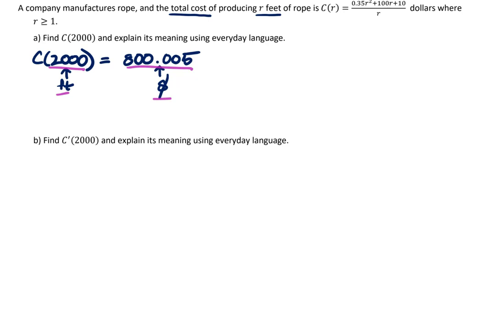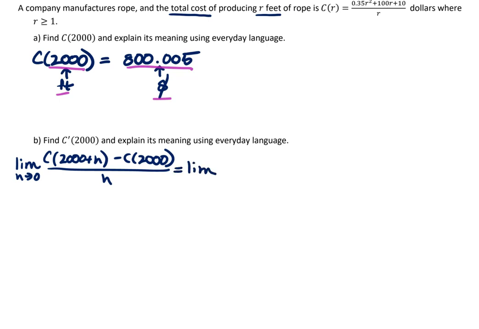Okay, part B gets back into a calculus question. We are now asked to find c prime of 2000 and explain its meaning. So not the value of the function, but the value of the derivative. What does it mean? To find the value of the derivative, c prime, we will need to set up our limit definition. So the limit as h approaches 0 of c of 2000 plus h minus c of 2000, divided by h. And this is going to get pretty messy with the function that we have.